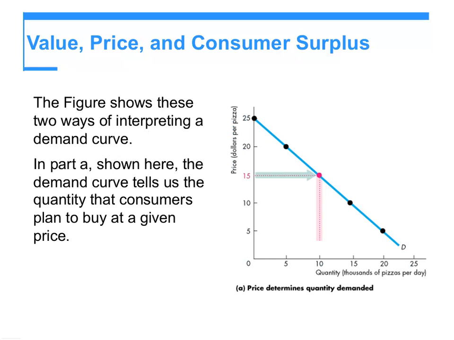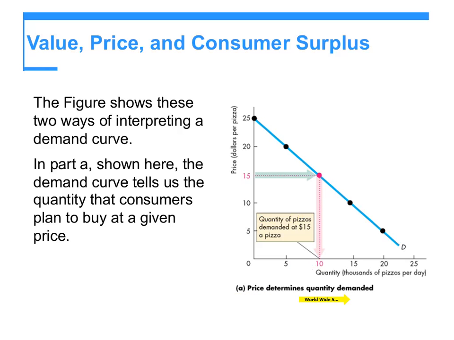So look at here. The figure shows these two ways of interpreting a demand curve. In part A, we are saying that the demand curve tells us the quantity that customers plan to buy at a given price. If the price is around 15, this is the quantity that people are willing to buy: the quantity of pizza demanded at $15 a pizza. So price determines quantity demanded.